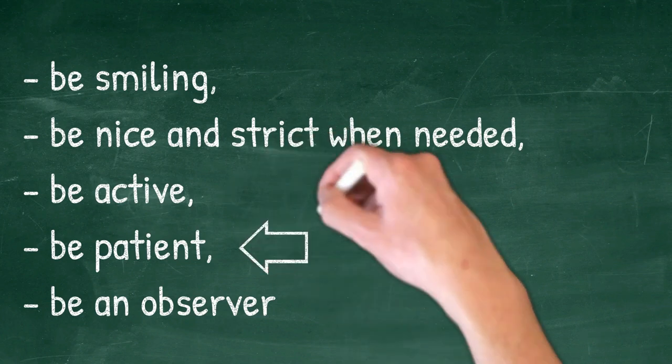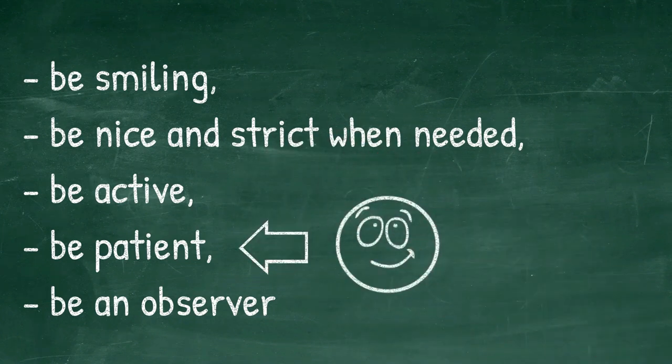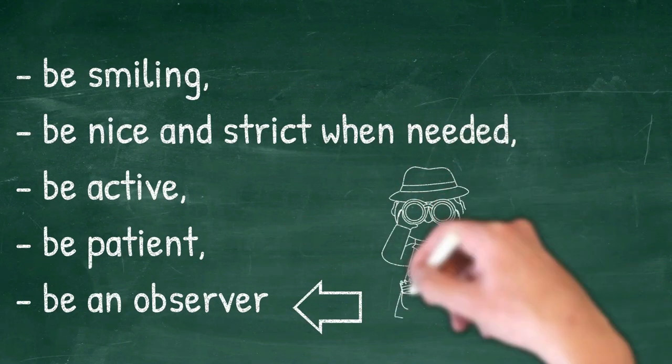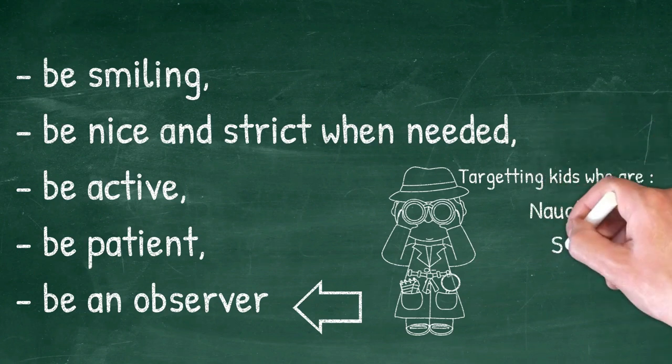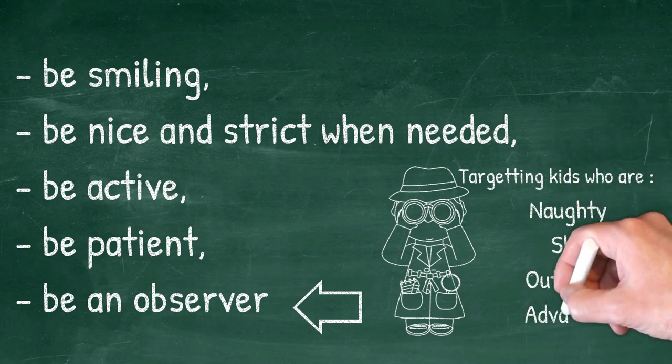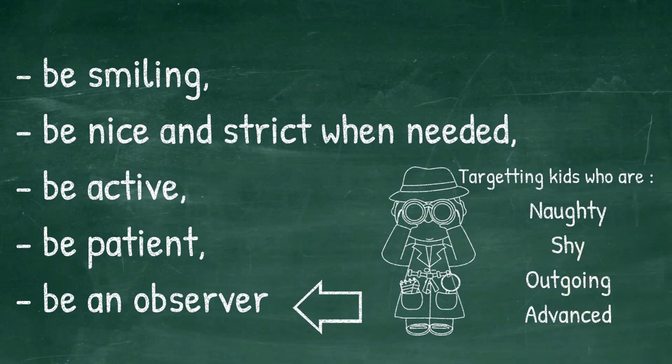Be patient. You know, it's never easy to start a class, especially if it's the first day. And even during 1 month, it's gonna be a little bit hard till the kids start to accommodate to your teaching. So be patient and the work will pay. Be an observer. It's very important to be an observer in your class, to target the kids who are naughty, the kids who are shy, outgoing, or even advanced. But we will see this in another video in more detail.